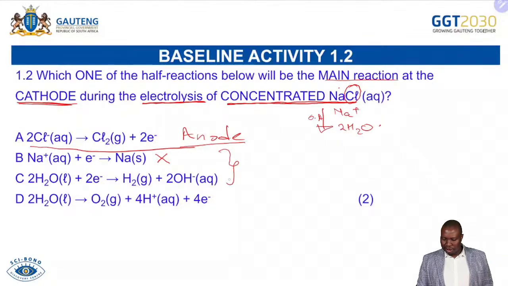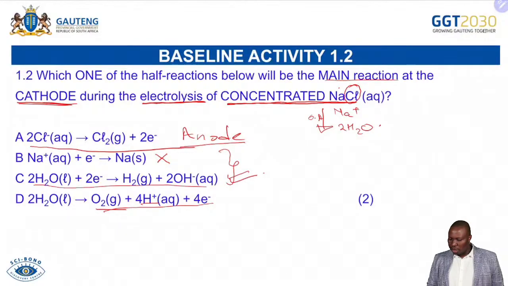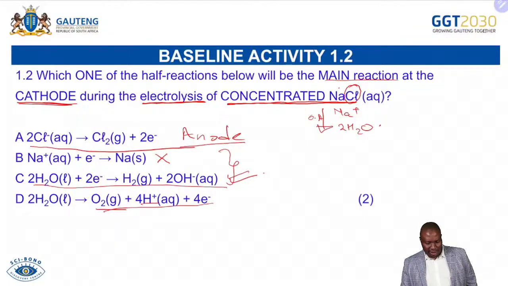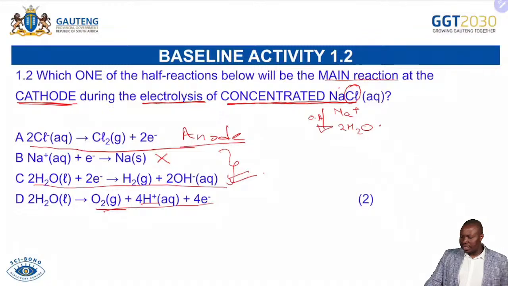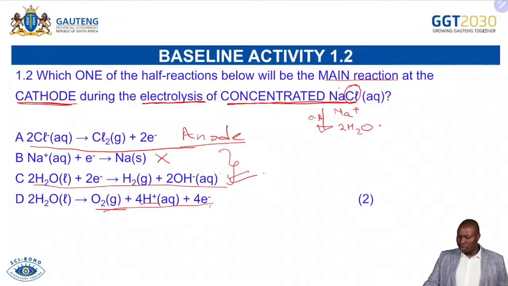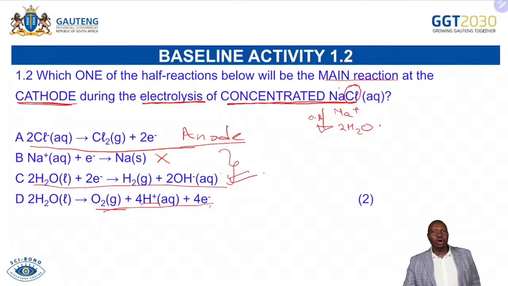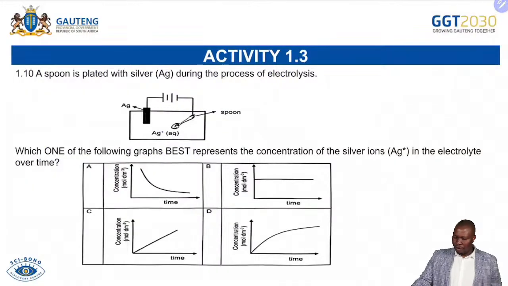And then our reaction is C, and you are able to see that. Be careful: we're not talking about the one with oxygen, 4H+ and 4e-. The reaction we're referring to is the water that forms hydrogen gas and hydroxide ion. So always be careful not to confuse C and D there. So it is 2 waters plus 2 electrons that forms H2 plus 2OH-. Then you are able to get your 2 marks. I hope that helps you as we prepare for what is coming.